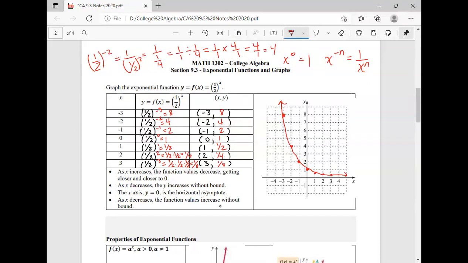Okay, so exponential decay. As x increases, the function values decrease, getting closer and closer to 0, but they're never going to get to 0. As x decreases, the y increases without bound. The x-axis, y equals 0, is the horizontal asymptote. And as x decreases, the function values increase without bound.